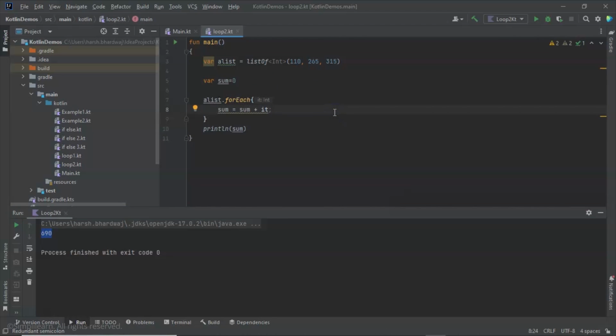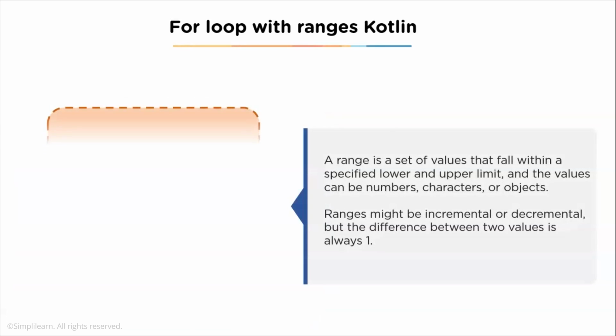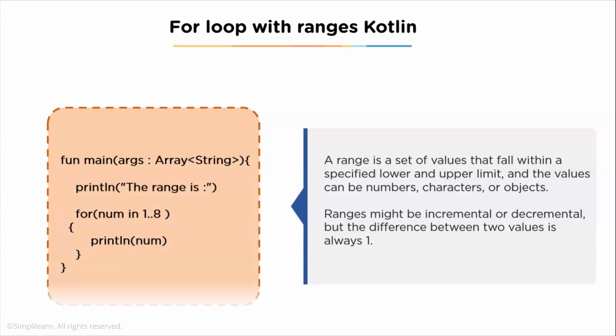Now let's move on to the next loop, which is the for loop with ranges. A range is a set of values that fall within a specified lower and upper limit, and the values can be numbers, characters, or objects. Ranges might be incremental or decremental, but the difference between two values is always 1. As we can see in the example, inside the for loop, num in 1..8, here dot dot is the operator, it means all the numbers from 1 to 8 will be printed.